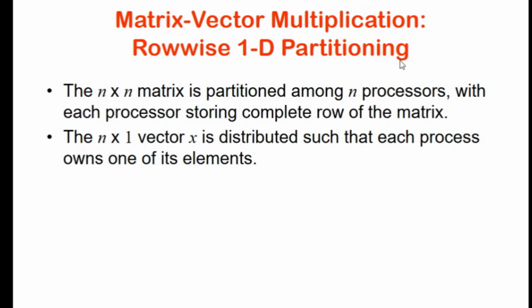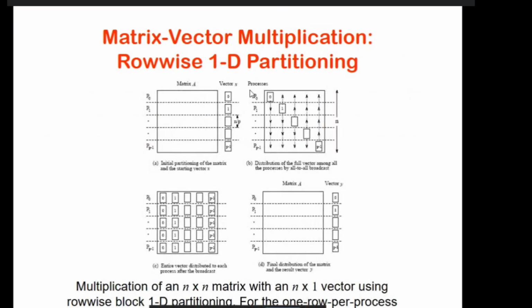In row-wise 1D partitioning, the n cross n matrix is partitioned among n processors, where each processor stores a complete row of the matrix, and the n cross 1 vector x is distributed such that each processor owns one of its elements. We will study this in the next diagram. Here, the row-wise 1D partitioning is divided into 4 steps: the first, second, third, and fourth.